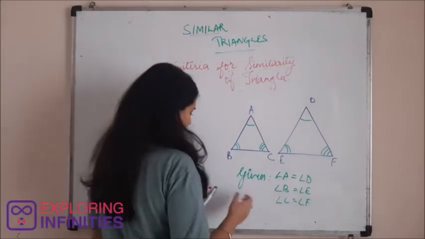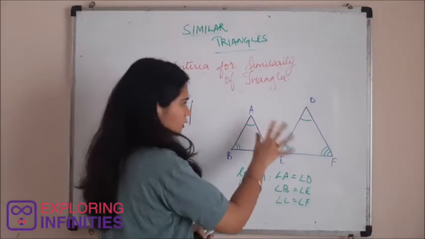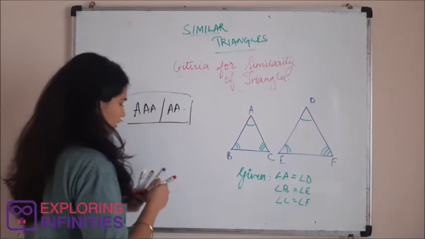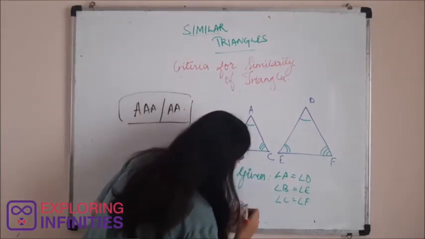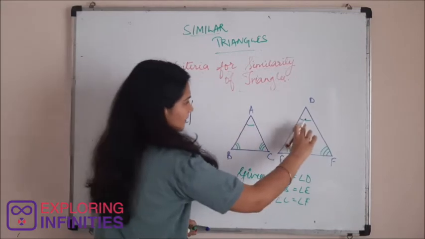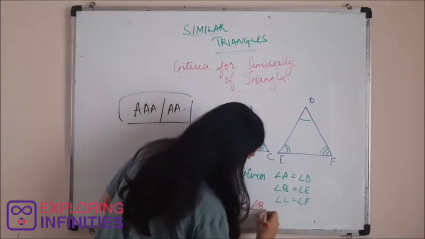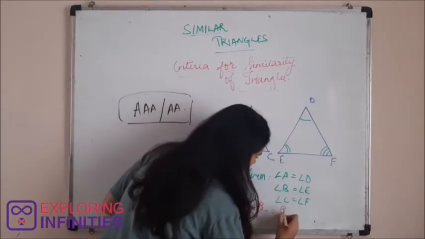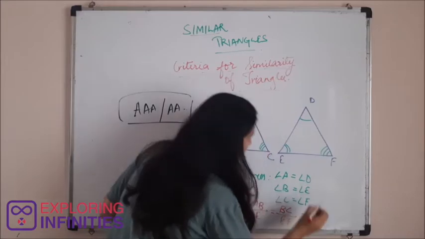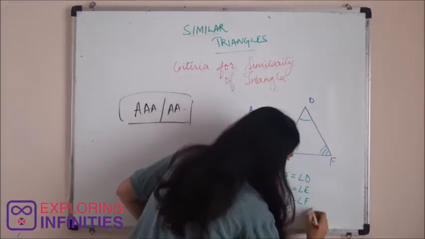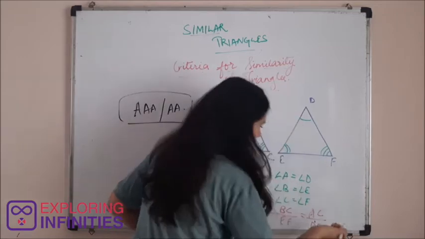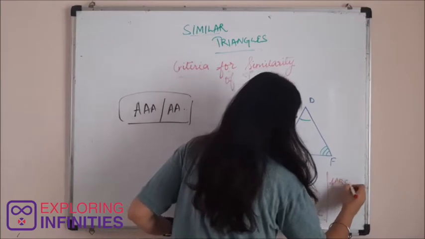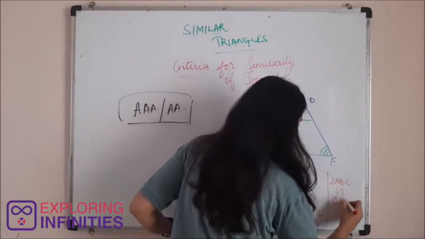Now we are given that these three corresponding angles are equal. What do we have to prove? I will write it here. To prove is that AB divided by DE is equal to BC upon EF, which is equal to AC upon DF. Or we can say triangle ABC is similar to triangle DEF.